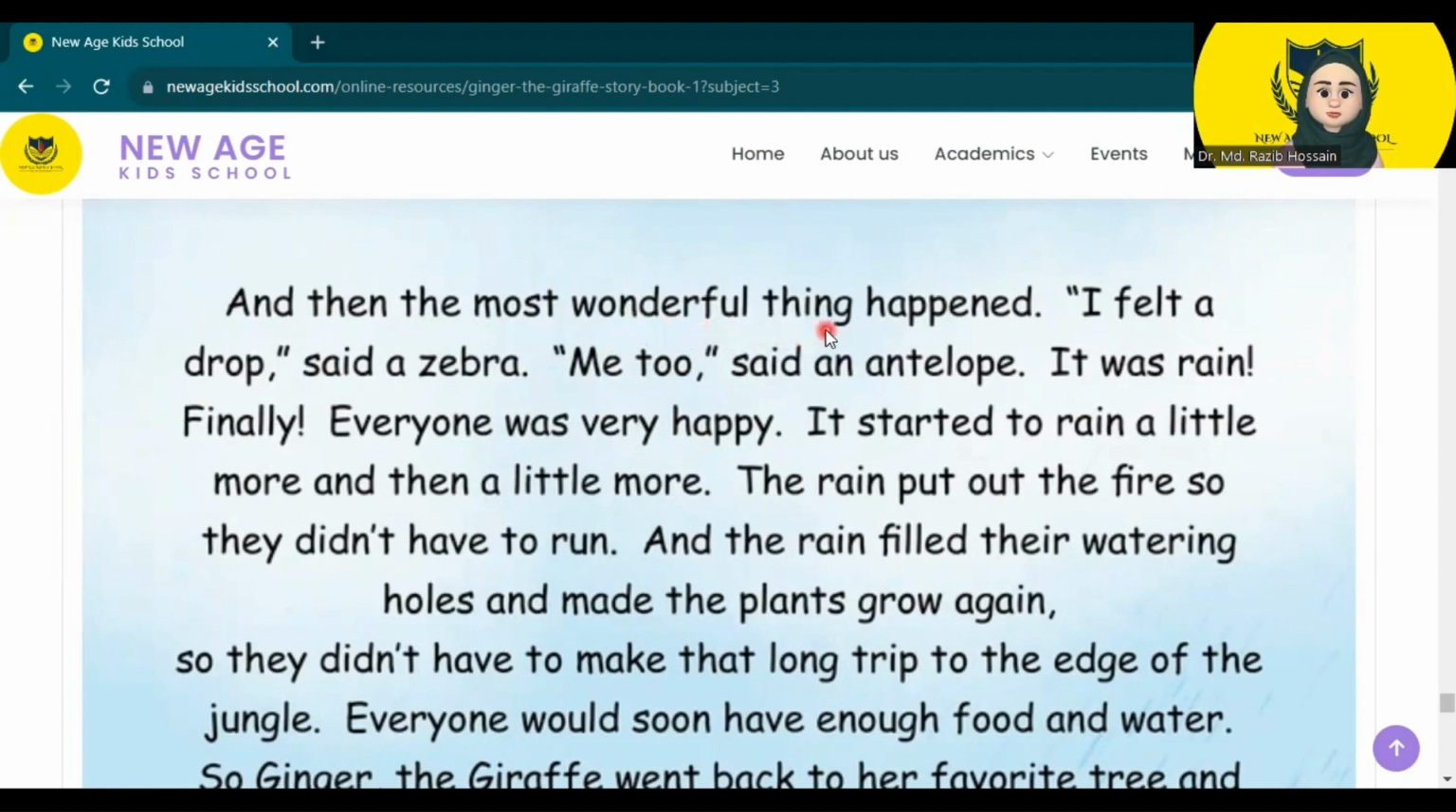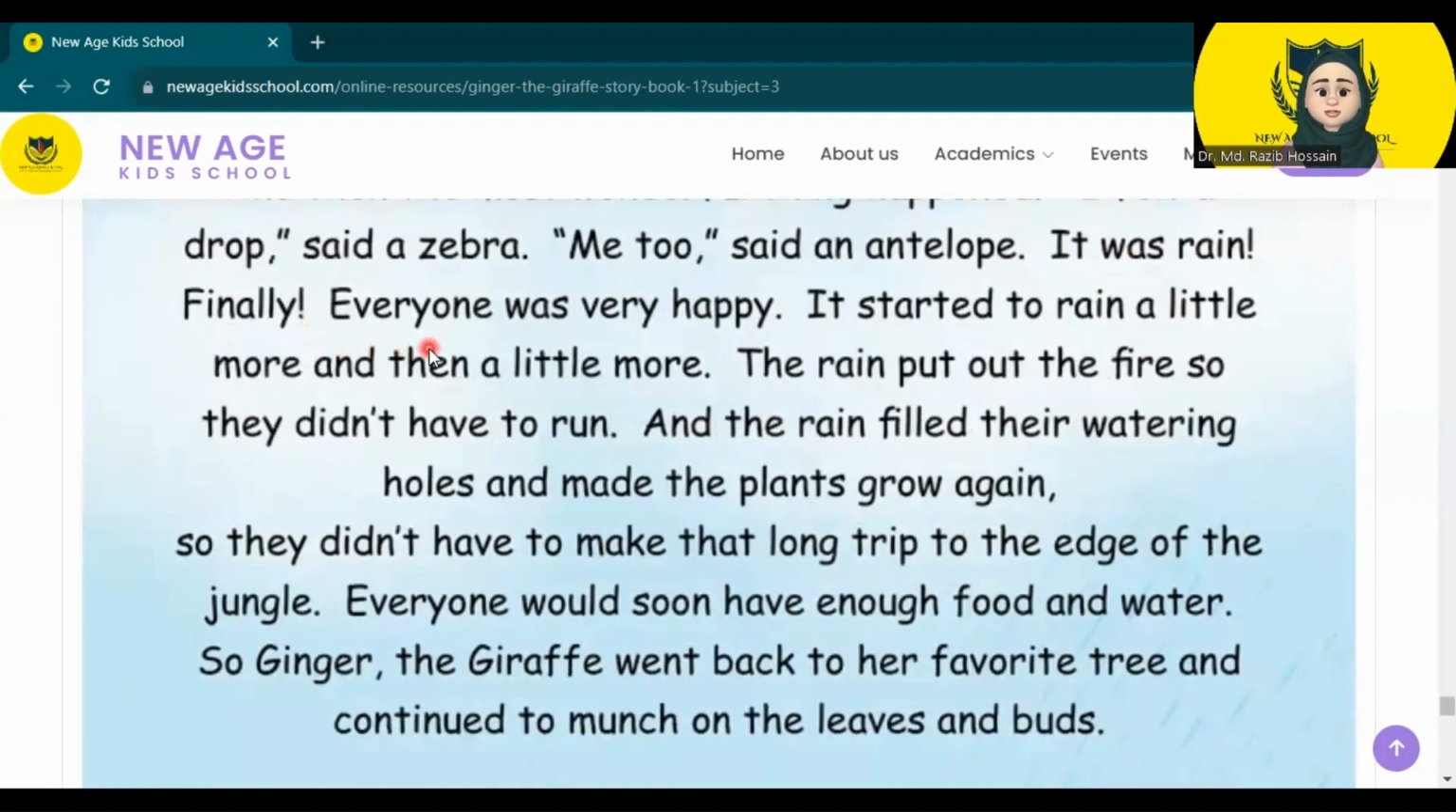wonderful, wonderful thing happened. "I felt a drop," said a zebra. "Me too," said an antelope. "It was rain, finally." Everyone was very happy. It started to rain a little more, and then a little more. The rain put out the fire, so they didn't have to run, and the rain filled their watering holes and made the plants grow again.